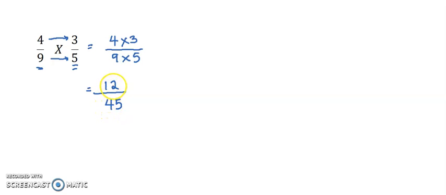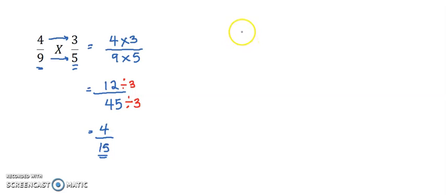But we also notice that 12 over 45, we can reduce or simplify that fraction because the highest common factor is 3. So we can divide here by 3, divide this by 3. And when we do that, we are going to get 12 divided by 3 is equal to 4, and 45 divided by 3 is going to give us 15. So the answer for 4/9 times 3/5 is 4/15.